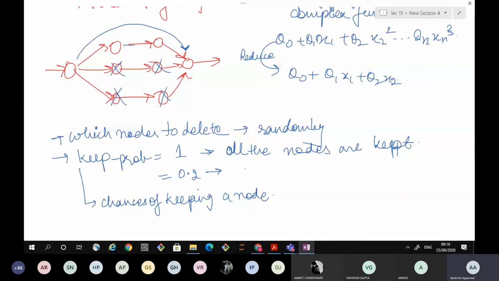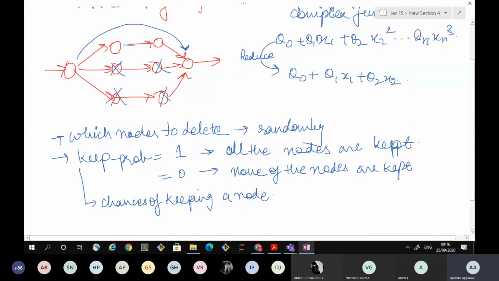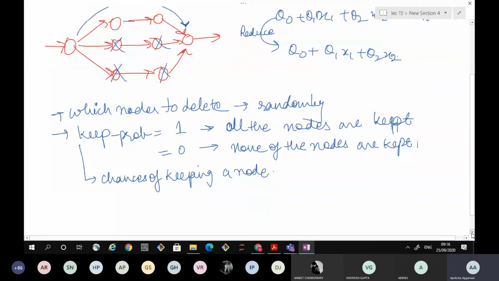Let's discuss this first. Let's see if keep probability is 0. If keep probability is 0, this means that we are not using any neuron, and my input is directly my output. So none of the nodes are kept.